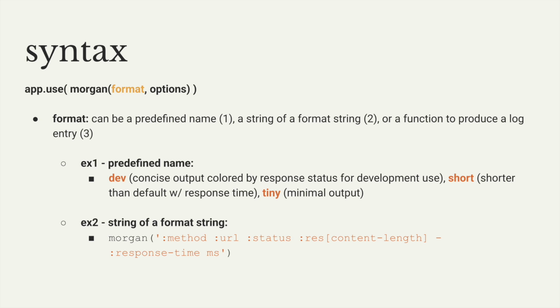Okay, so I'll be going over the syntax for Morgan. So here we use app.use, Morgan, format, and then options. And in my live coding later, I'll mainly be highlighting the format, but I'll also talk a little bit about the options here.